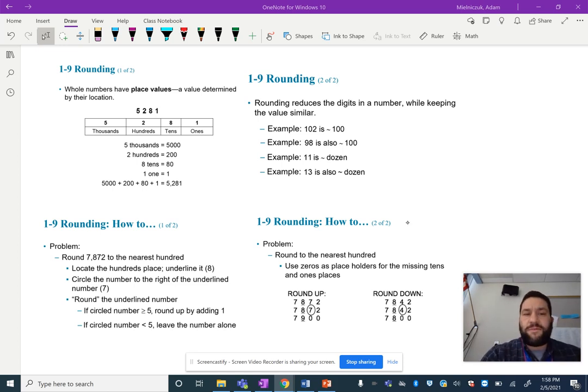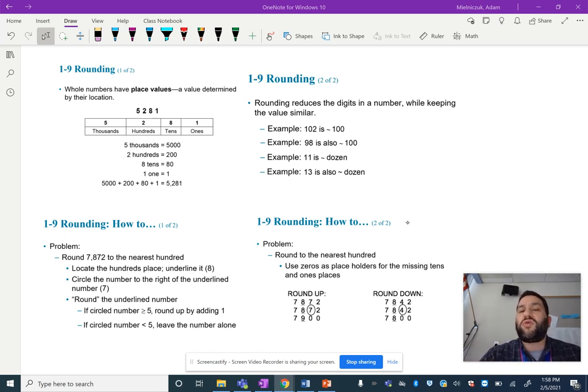So whole numbers have place values, a value determined by their location. In the number 5,281, 5 is in the thousands place, 2 is in the hundreds, 8 is in the tens, and 1 is in the ones. It could also be looked at as 5,000, 200, 8 tens is 80, and 1 is 1, and then you can re-add the numbers back together to get 5,281.